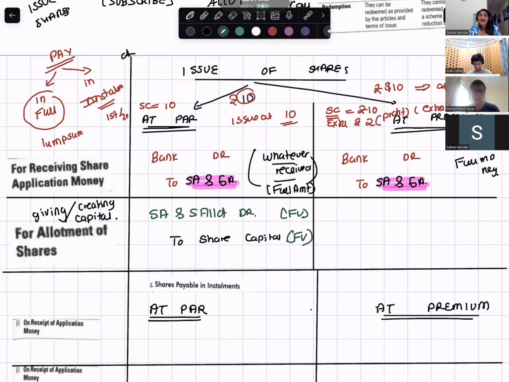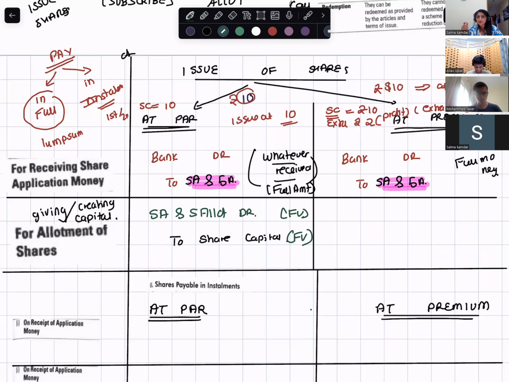You are issuing the shares at par. You're receiving full money together. Okay. So first, an entry for receiving the application money. What will it be? Bank debit to share application and allotment. Sure. And then you're allotting the shares. Share application and allotment debit to share capital account.